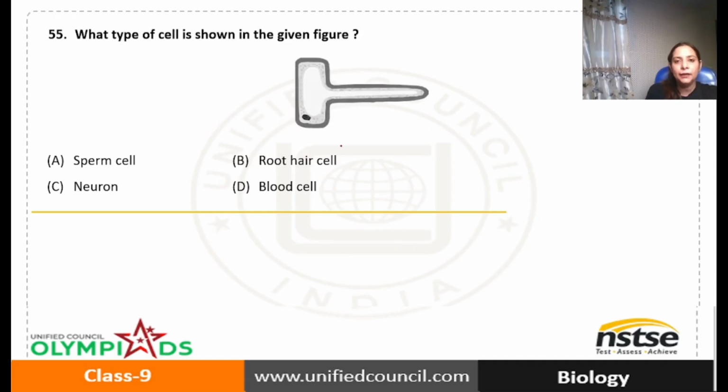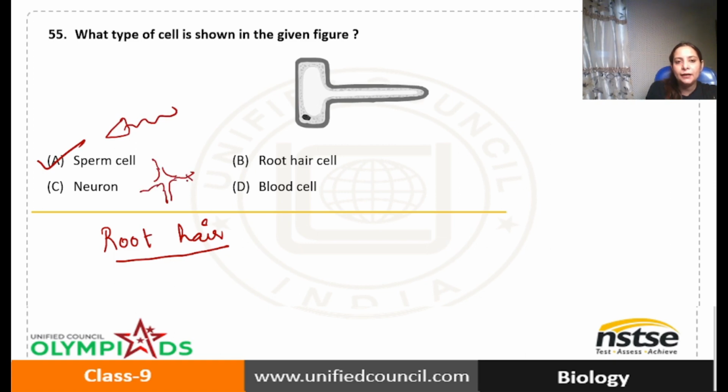Next, what type of cell is shown in the given figure? Here we have a figure. Now I hope you all know that this cell represents a root hair, a cytoplasmic extension of root hair, because sperm cells look like this, and a neuron is something like this. This is how you draw a neuron, that is dendrites, cell body, axon. It is one of the largest cells of our body, and this is a root hair cell.